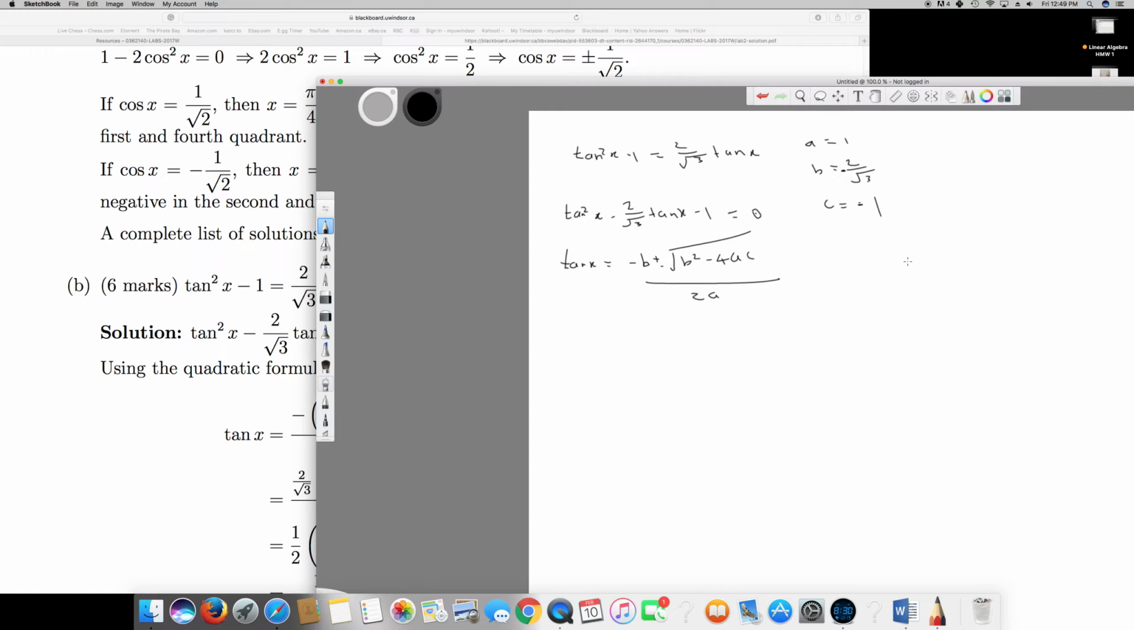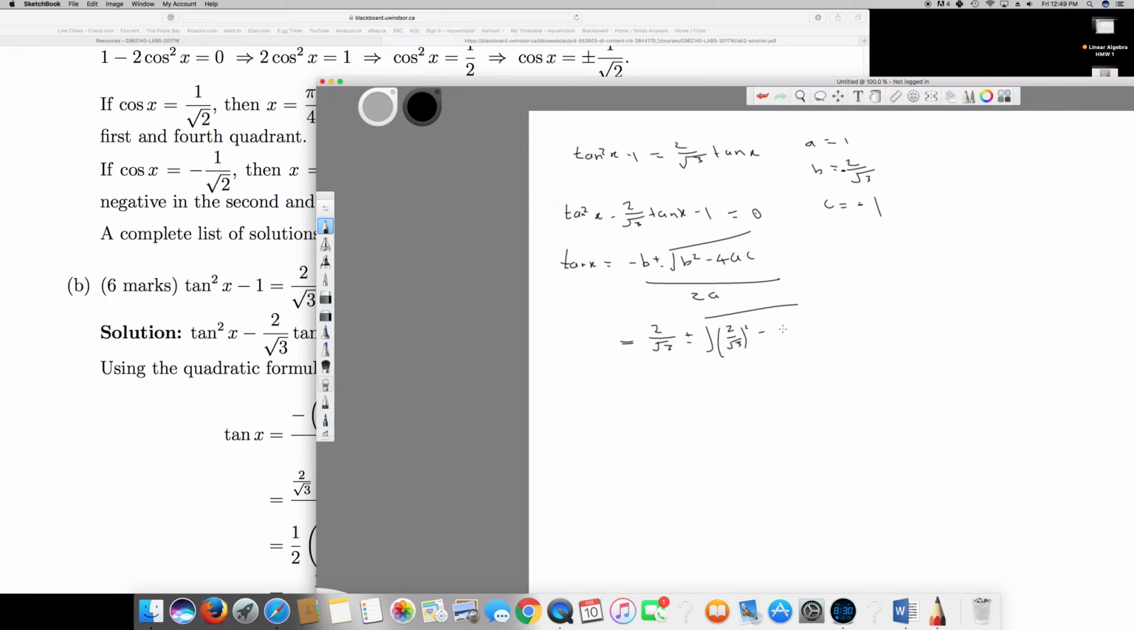C is going to be our negative 1, and now we are all set. Now what we have to do is apply this same equation into the quadratic formula. It's going to be minus of minus 2 over root 3, which is plus 2 over root 3, plus or minus root b square. B square means 2 over root 3 whole square. Let's forget the minus sign because minus square and plus square give the same answer, so I'm just not considering it at all.